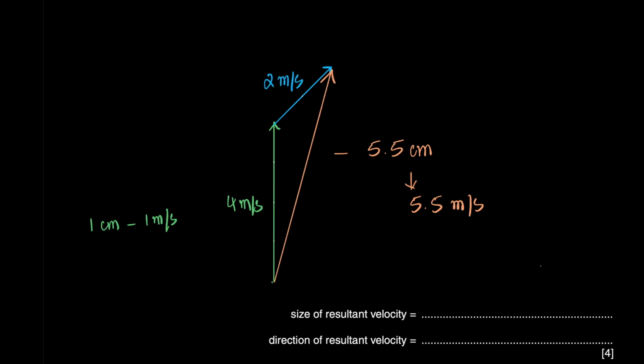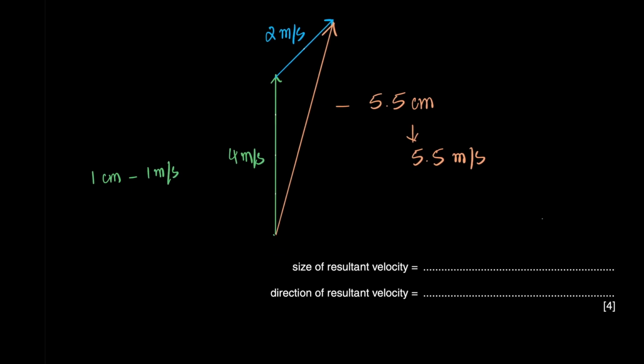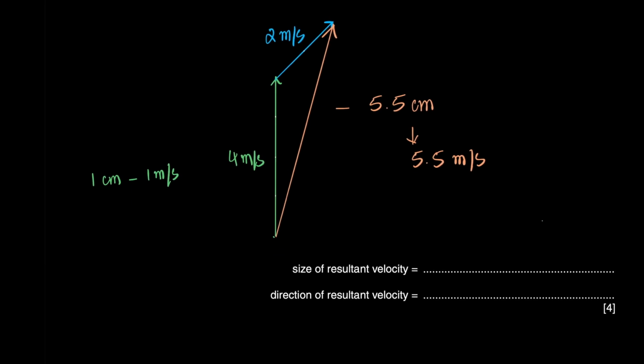And yeah, so what is the size of the resultant velocity? Let's move it a little down. The size, we just measured it. It is 5.5 meter per second, right? And direction, again, it's towards the northeast.